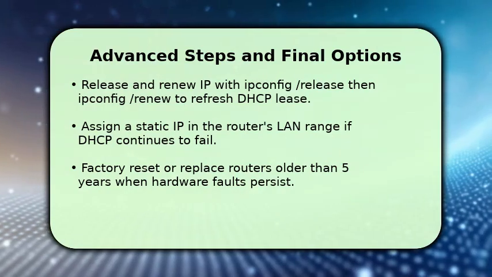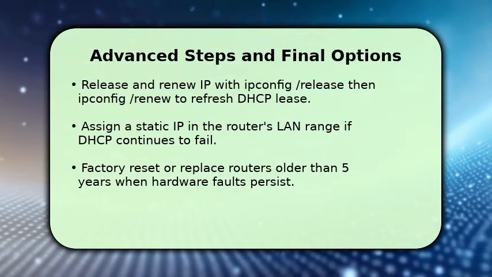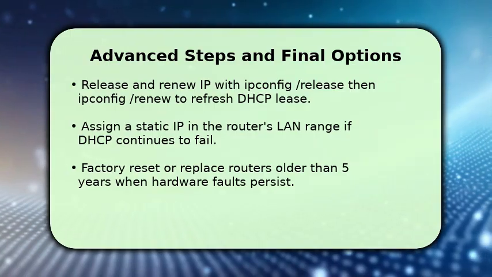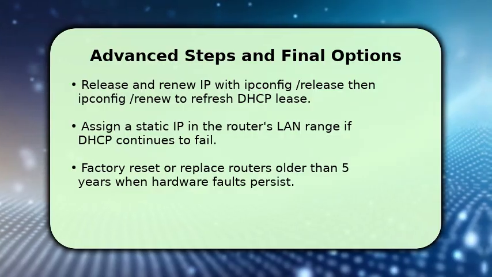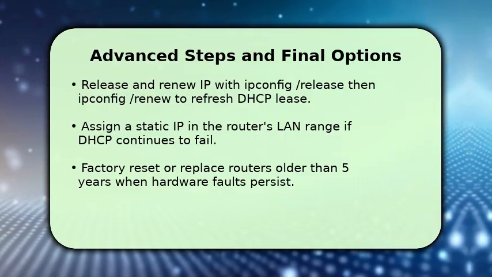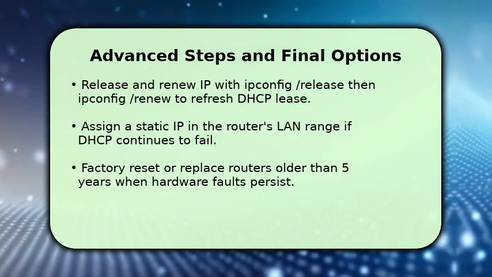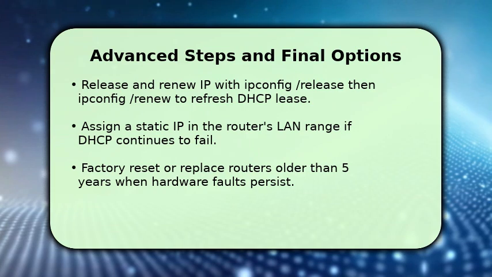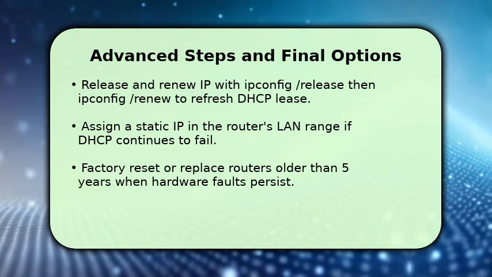If quick fixes fail, use advanced troubleshooting focused on configuration and hardware. On Windows, run ipconfig /release, then ipconfig /renew to refresh your DHCP lease immediately. If DHCP fails, assign a static IP inside your router's LAN range, matching the gateway and subnet mask.